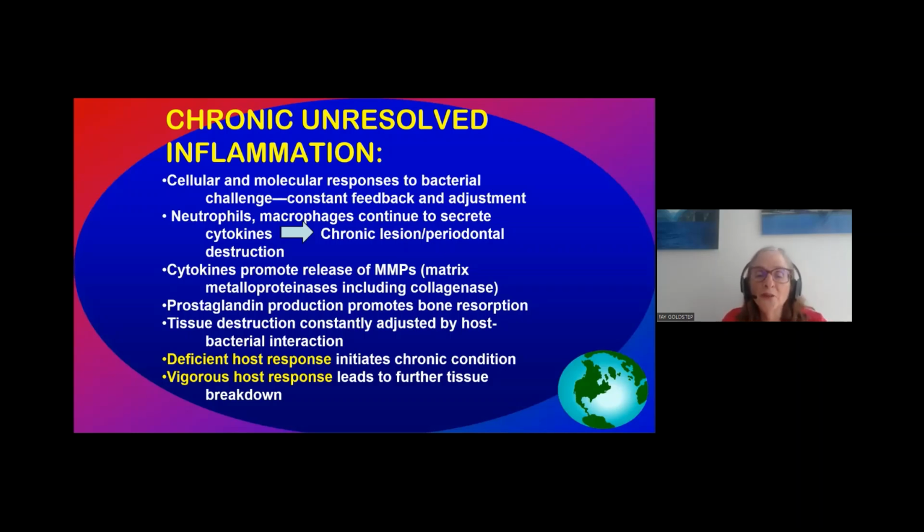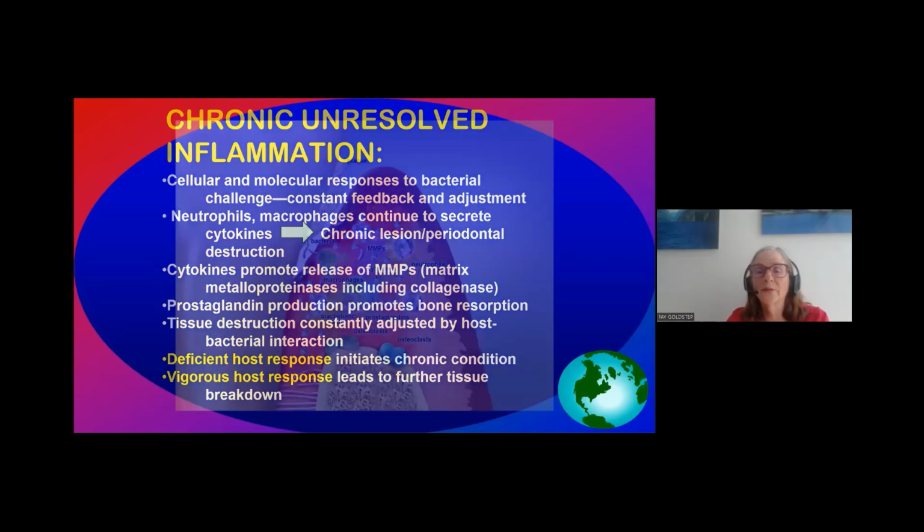When we have a deficient host response, this initiates a chronic condition. A vigorous host response leads to further tissue breakdown. So we start off, the patient is not responding enough, and then very often they respond too much. And we have collagenase that will break down the periodontal ligament, and we have the prostaglandin that will break down bone. So here we have a chronic maladaptive response.